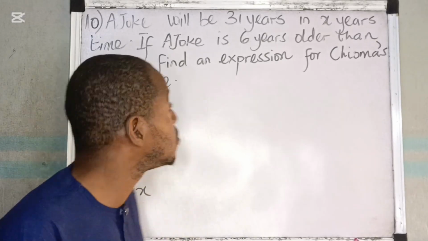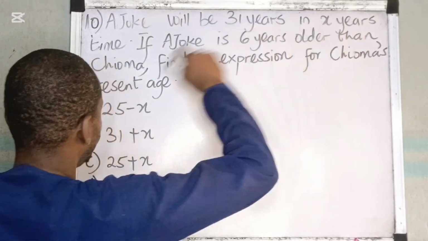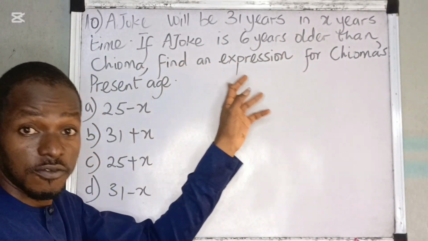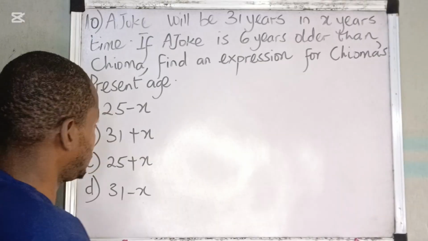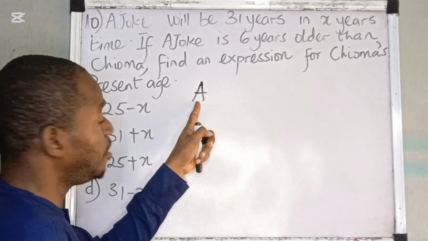All right, let's move to question 10. It says Ajoke will be 31 years in X years' time. If Ajoke is 6 years older than Chioma, find an expression for Chioma's present age. So let Ajoke's age be A.